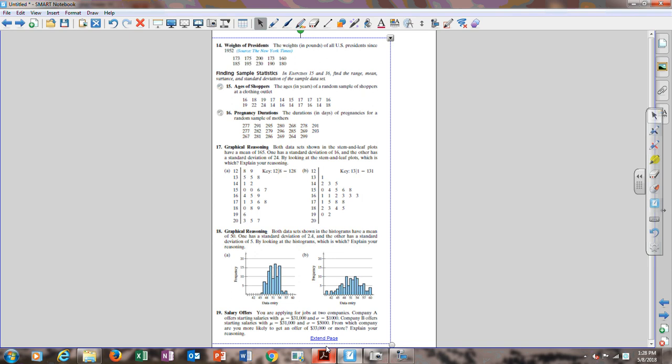You have a mean of 31,000 for the first one, and your standard deviation is 1,000. It lets you know that most of the data is closer to that 31,000. But with the second one, the data is spread out farther because the standard deviation is 5,000.